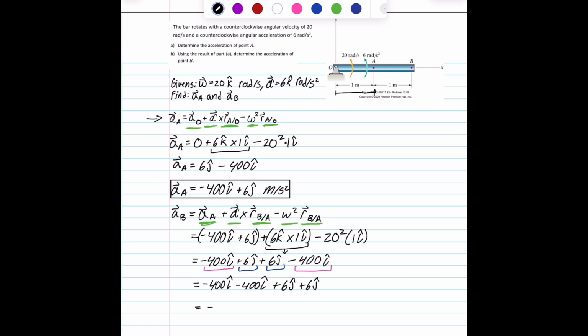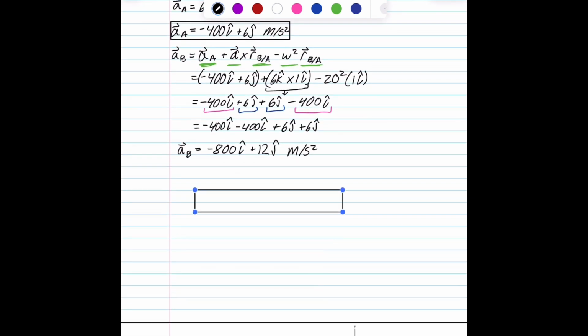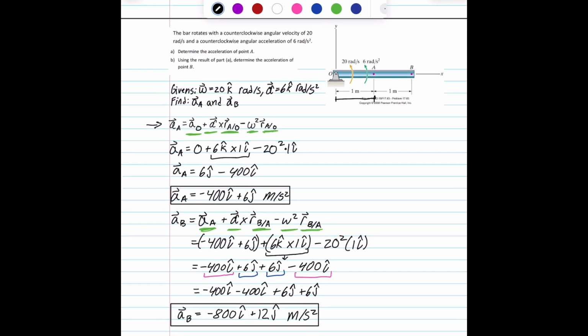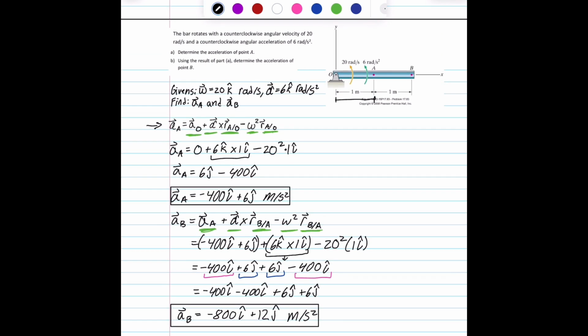Now we're going to simplify those terms to be one term per component. That's the i hat component, and that's the j hat component. That's in meters per second squared, and that's the acceleration of point B when you relate it to point A. This acceleration of point B is always going to be the acceleration of point B. We just used the acceleration of point A to find it, so it's going to be the same regardless of which point on the rigid body you're relating it to.